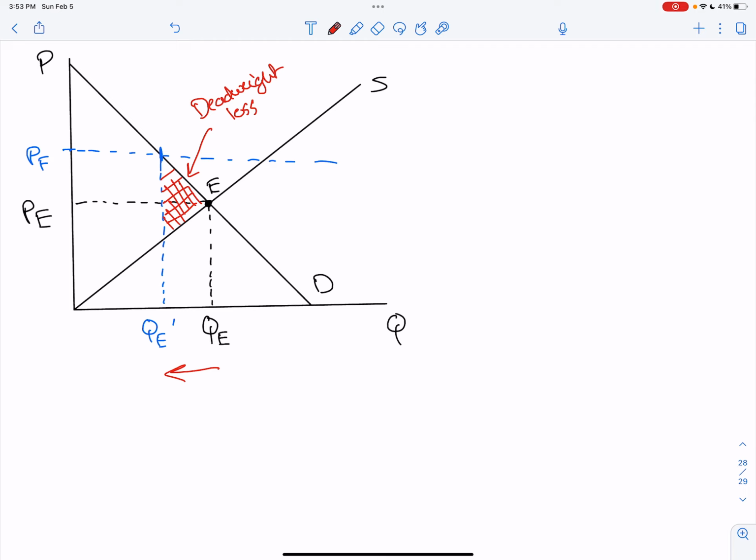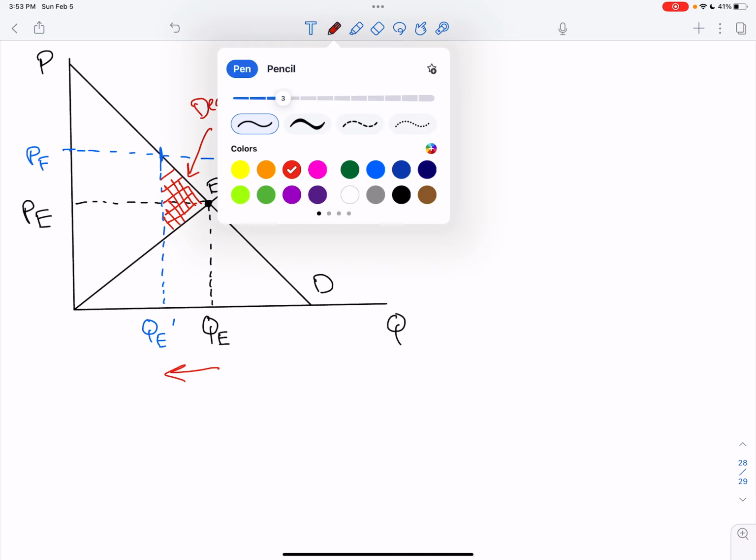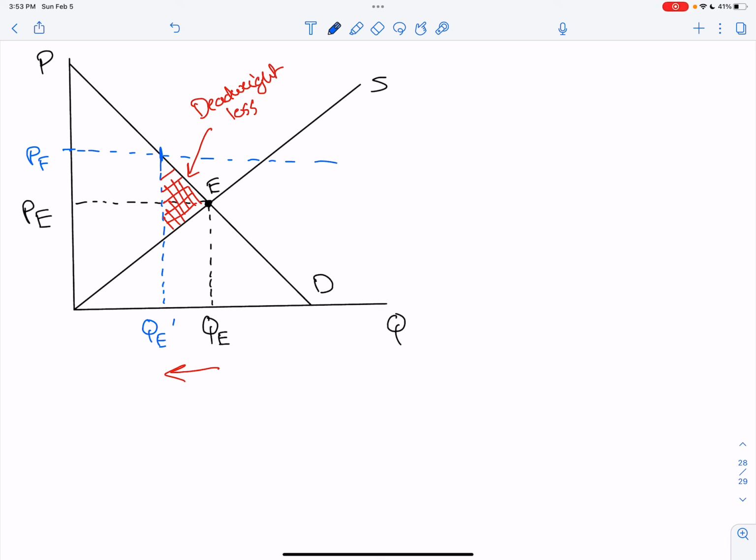Now, what is our consumer surplus and what is our producer surplus? Remember how I defined consumer surplus. Consumer surplus is above the price line, right? So here's the price line. To the left or below the demand curve, and of course to the right of our axis. So this would be our consumer surplus.